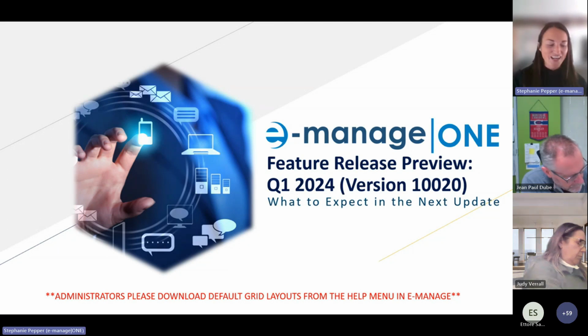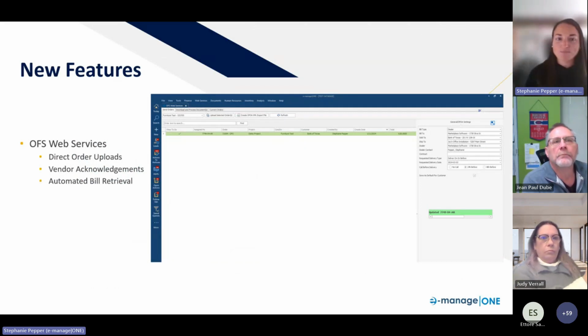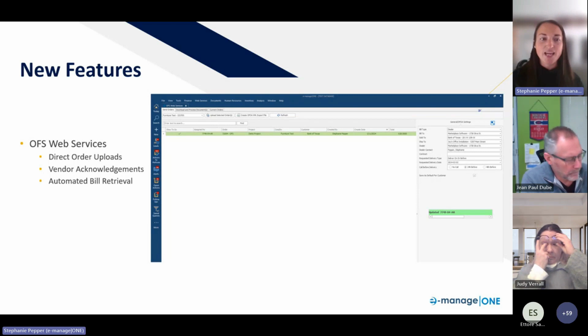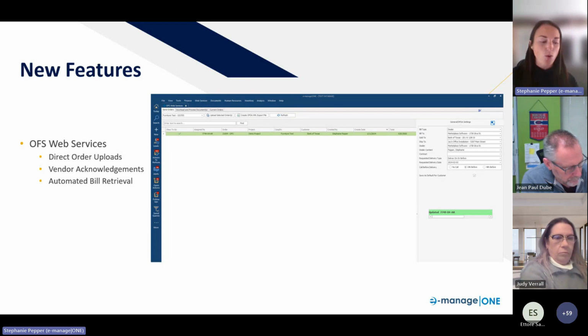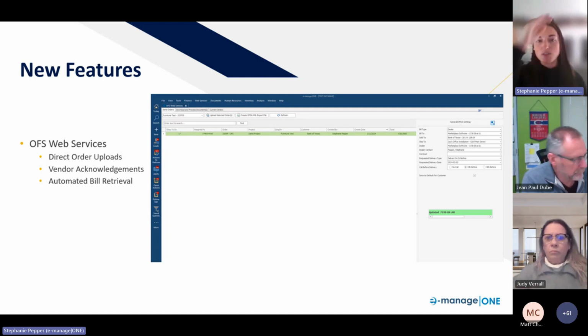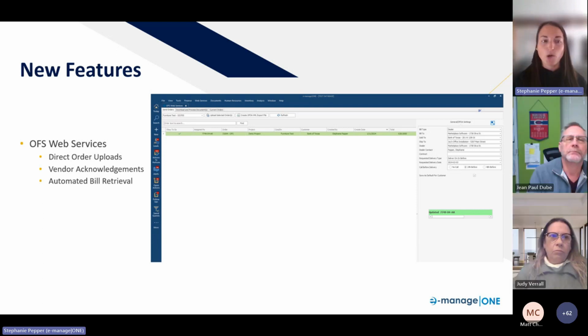Cool. All right, let's get started. So first things first, some new features. This is an exciting one. We are releasing in this next update OFS web services. That means for you who order from OFS, you're going to have a web services menu item at the top of your toolbar, and you can access that. There is some setup involved, so it is documented in the help guide already. As soon as this update comes out, if you order from OFS, I would encourage you as an administrator to go in, or if you're a non-administrator sitting in this meeting, encourage your administrator to go in and set that up for you guys.